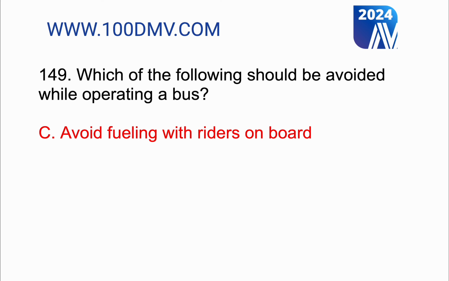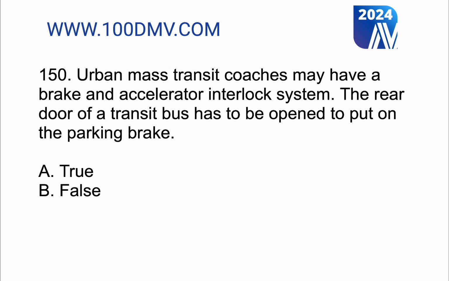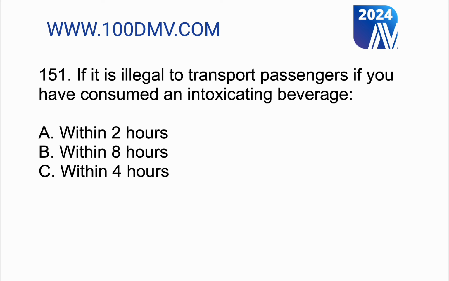150. Urban mass transit coaches may have a brake and accelerator interlock system. The rear door of a transit bus has to be open to put on the parking brake. A, true. B, false. The correct answer is B, false.